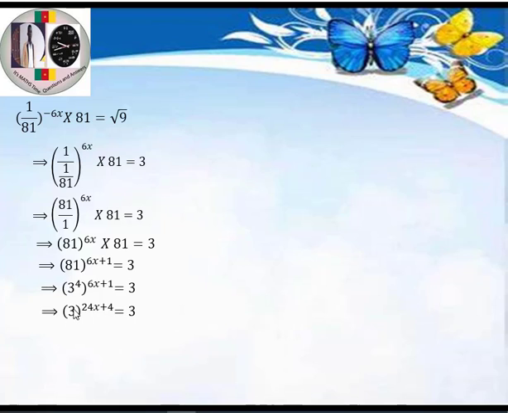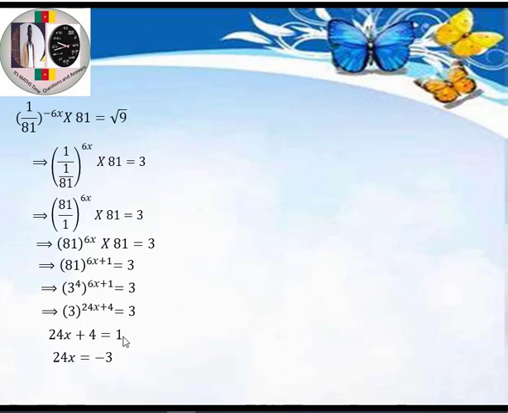Now, because the bases are equal, the powers must be equal, and the power in 3 here is 1. So we say that 24x plus 4 must be equal to 1. So we have 24x plus 4 equals 1. When we take 4 to the other side, its sign changes from positive 4 to negative 4, and we have 1 minus 4, which will give us minus 3. So 24x is equal to minus 3.